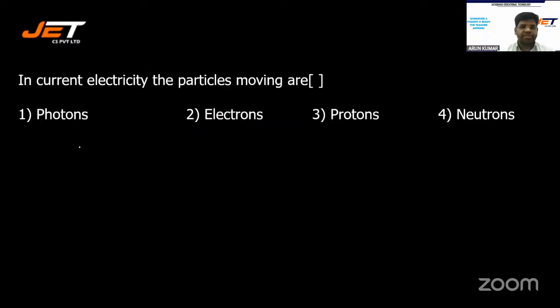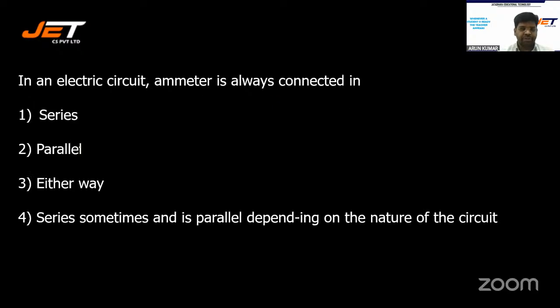In current electricity the particles moving are photons, electrons, protons, or neutrons. Yes, Anji Yadav is correct, Rehan is correct, Meghna is correct, Bhanupriya is correct, Venkatesh is correct, Anji is correct, Lucky is correct. Sai, think again. Is it protons or electrons? Students, the first statement we said when class started. Electrons. Correct, perfect. Let's go for the next one.